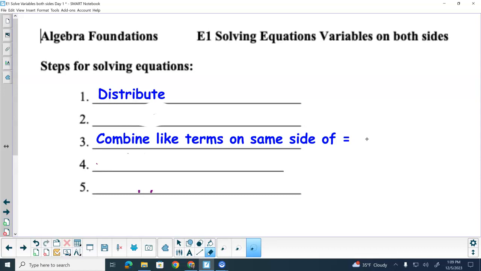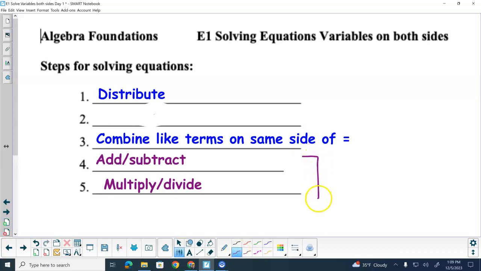Step number 4. Adding and subtracting. Step number 5. Multiplying and dividing. Yep, exactly. Now, at the end, those last two steps down here, what we're really trying to do there is get the variable by itself. Now, it doesn't matter which side that the variable goes on, but the variable's got to be all by itself.